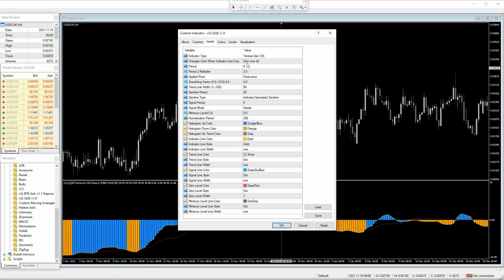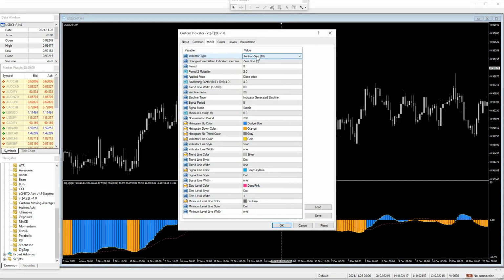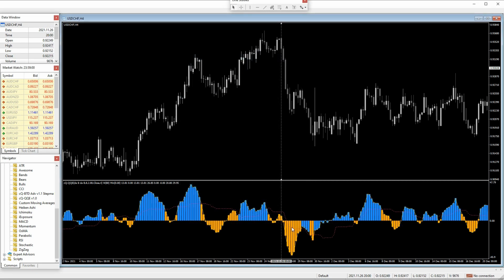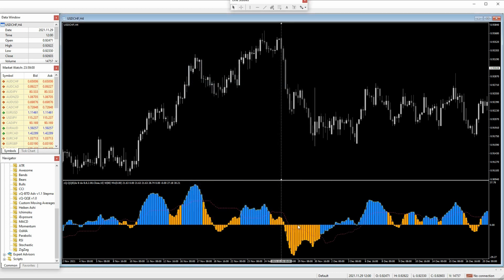And that's what this 0 line does anyway: the indicator line has to cross the 0 line. You can also change the smoothing. Like this is a little quick. You can put it to 10 if you wanted. You can smooth things out, like you're getting in here.